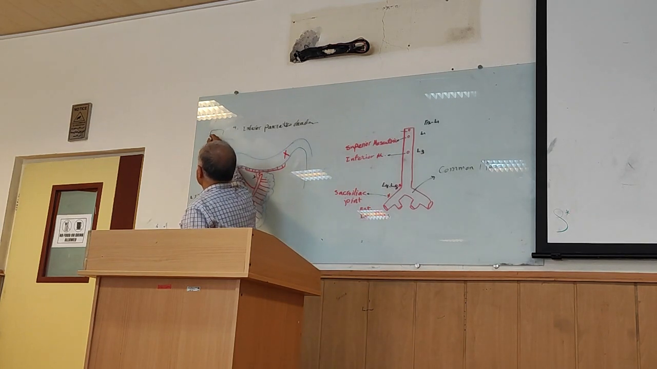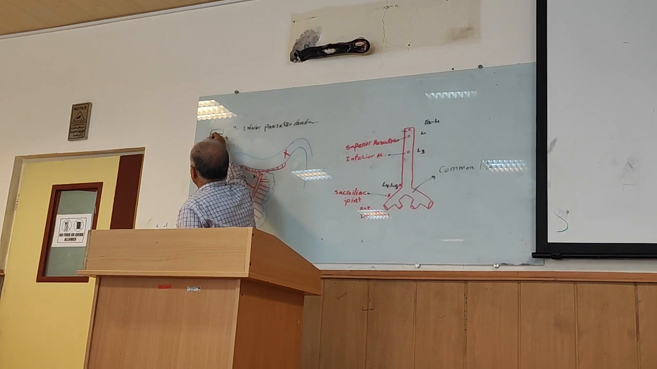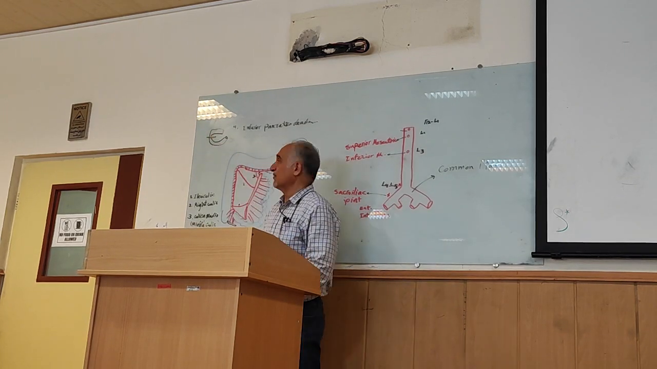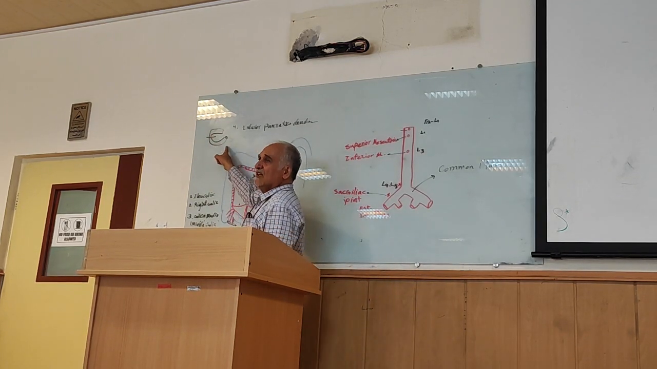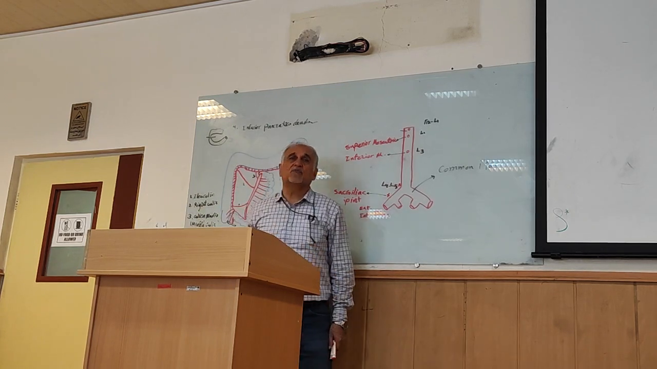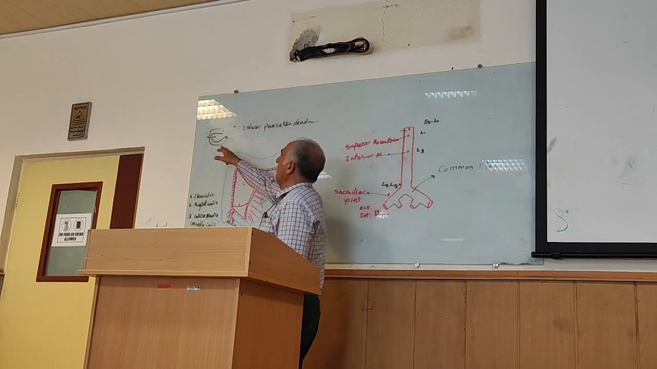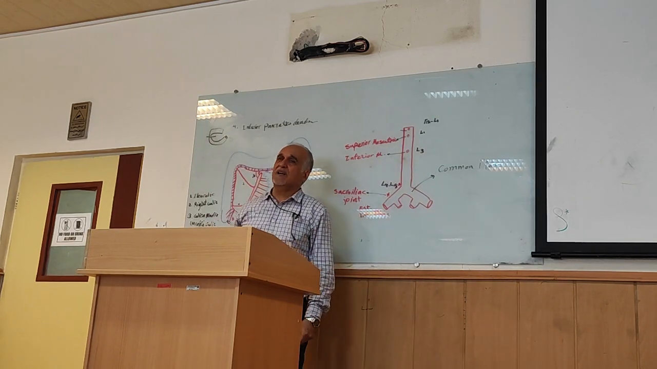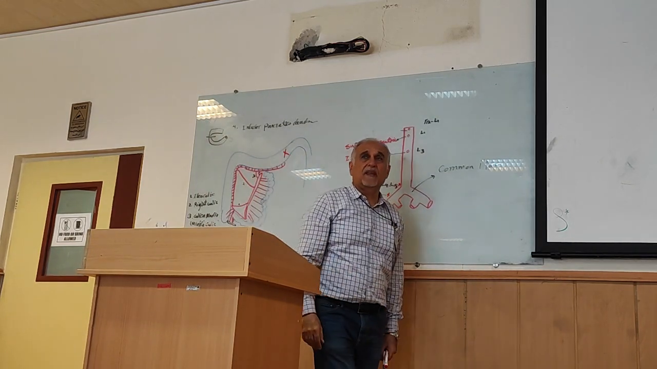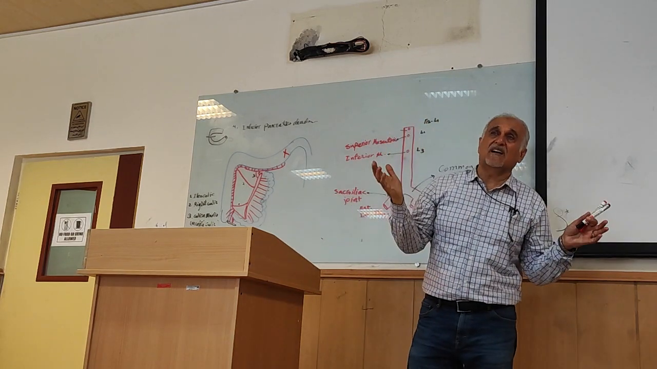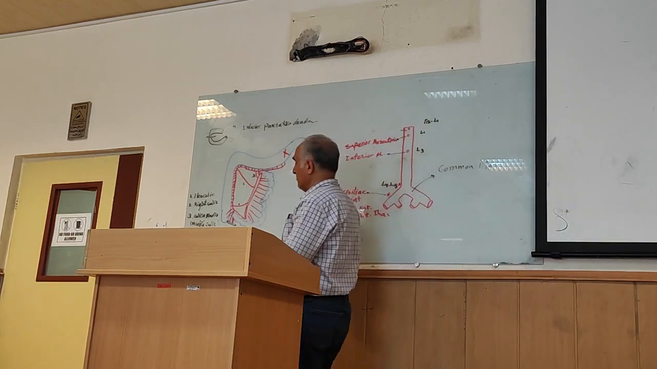Duodenum, again, you see this is the duodenum. And from this part down to the end, it is supplied by the superior mesenteric, and the upper part of the duodenum is supplied by the celiac trunk. The junction between celiac and superior mesenteric should be at this level.